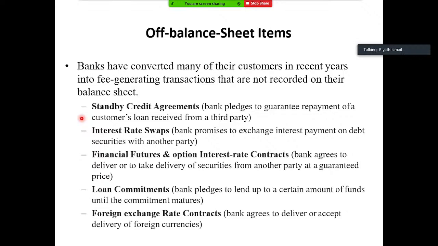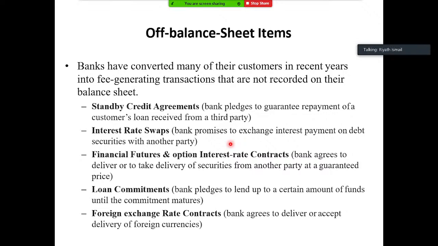They swap their cash flows. The companies, normally other businesses, to hedge the interest rate risk, enter into a hedge agreement with the bank. For that the bank will charge a service fee. In an interest rate swap, the bank promises to exchange interest payments on debt securities with another party.